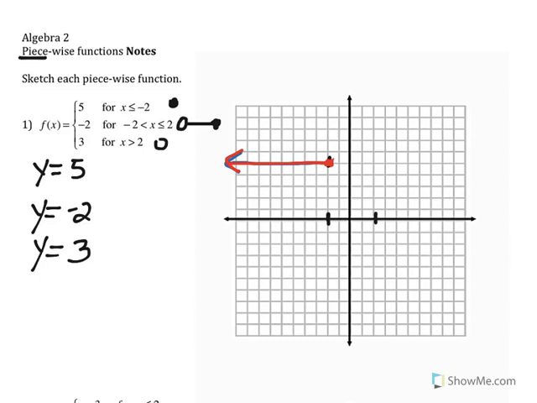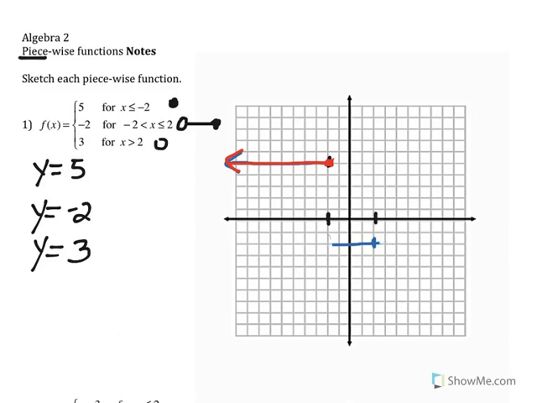Then for negative 2, same thing. Graph y equals negative 2. Now if you realize what piece to graph, you don't have to do the whole thing. What we really want is to get rid of everything outside of these two values on either end. So we're going to erase the left side, and then the right side.